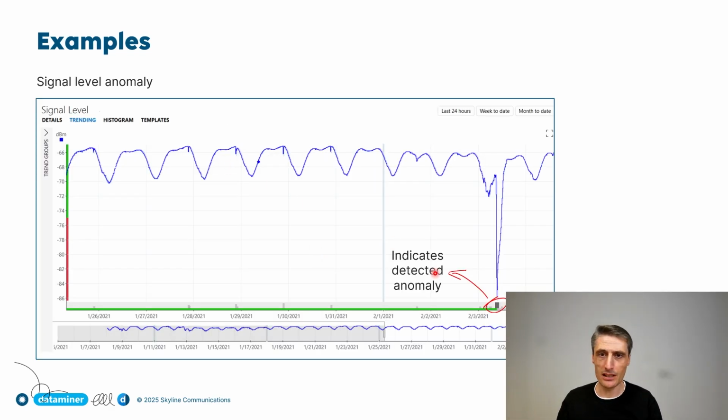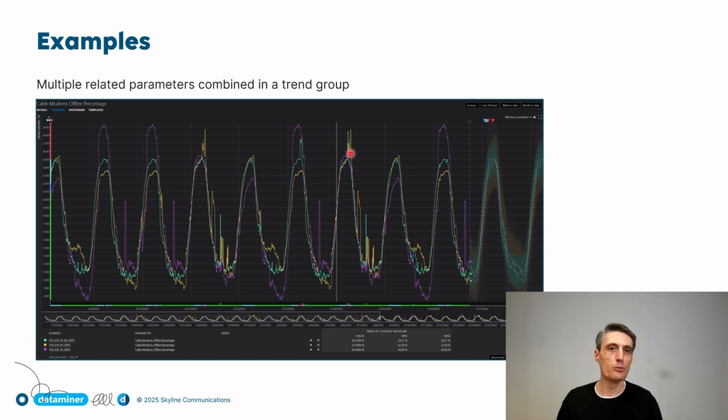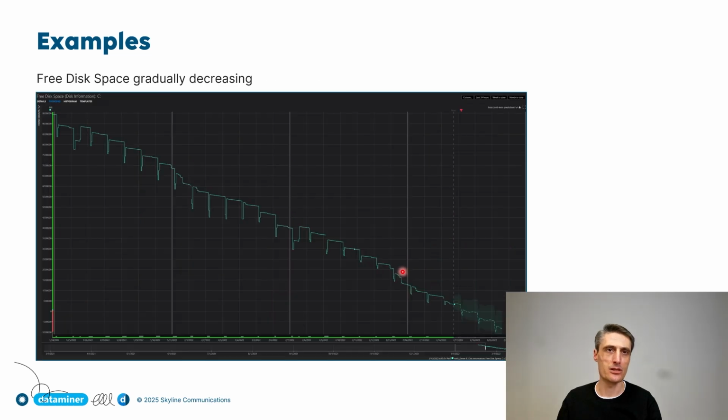This is an example with a signal level, an anomaly. It was detected also that there was a level shift in here, indicated with the anomaly detection as well. The relation between two parameters, a signal level and a power, forward power of the satellite environment here. Some cable modems, as I've shown before, cable modems offline, a daily pattern with some outages here and there. The degrading of the total free disk space, so my free disk space going down, so I will need to make sure with that prediction that I have still free disk space enough in the future as well.